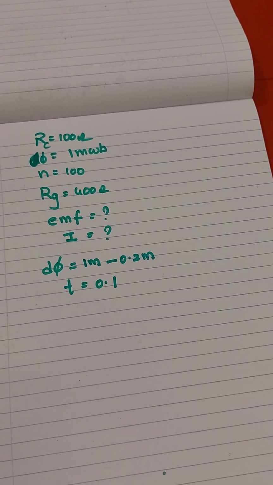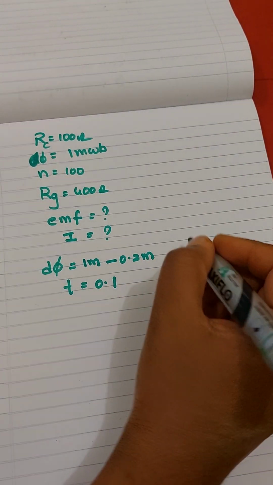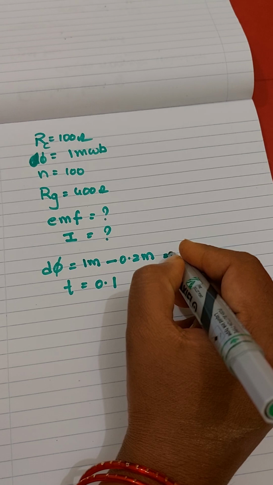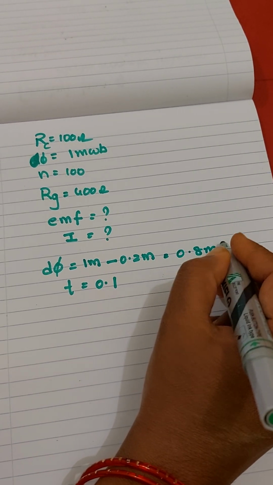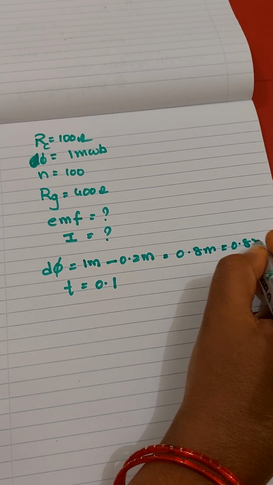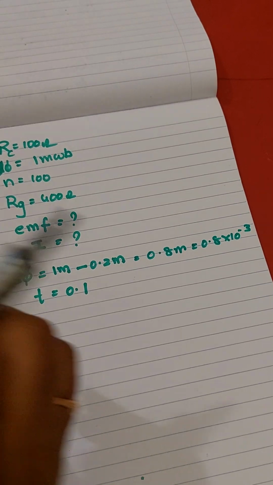So according to the given data, they are asking us to find the current and the voltage. So what is the best way? First, let us find the rate of change of flux. So the change in flux is 0.8 milli, which means 0.8 into 10 power minus 3. So let us remember this point.